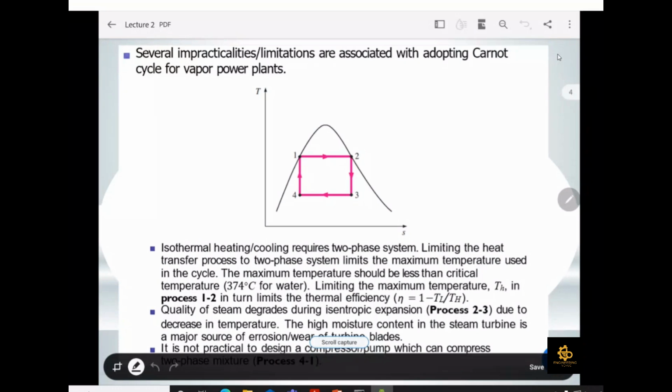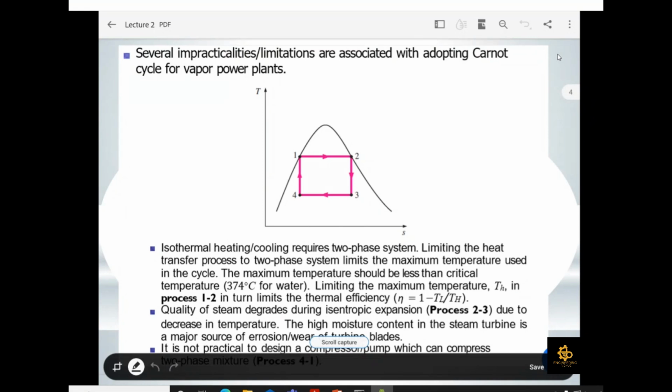First thing, you already know how to build a T-S diagram. So we build the T-S diagram and mark the processes which are happening in the Carnot cycle, states 1 to 2, 2 to 3, 3 to 4. One of the main things is the process 1 to 2. If you see, it is an isothermal process in the Carnot cycle.